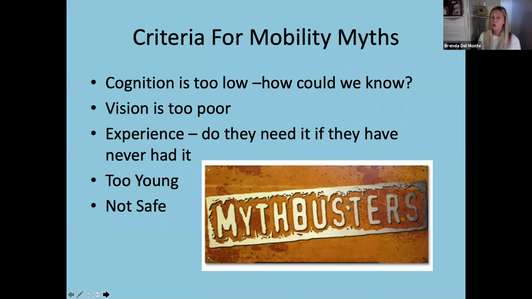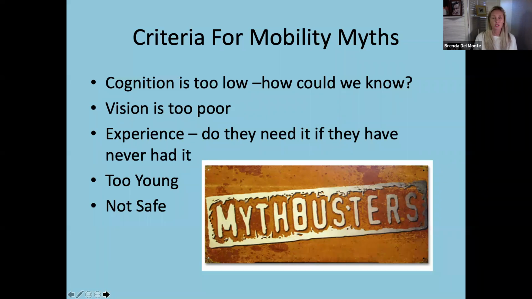So the criteria for mobility. So let's think about this. This is the criteria for mobility when we're talking about myth busting access to wheelchairs and powered mobility. But the same principles apply for accessing AAC. So let me walk you through it.